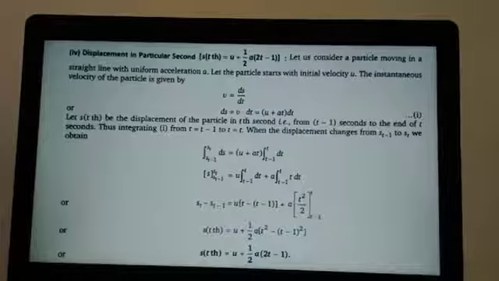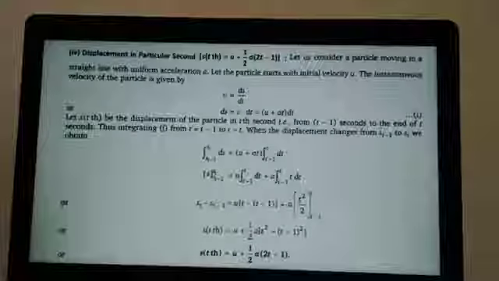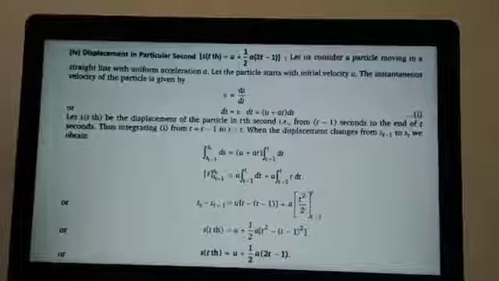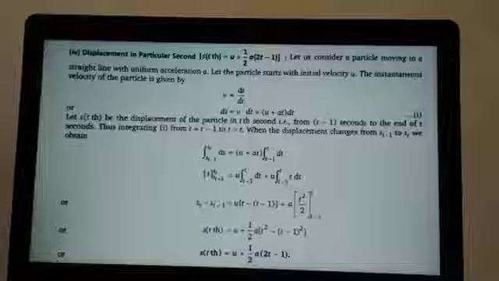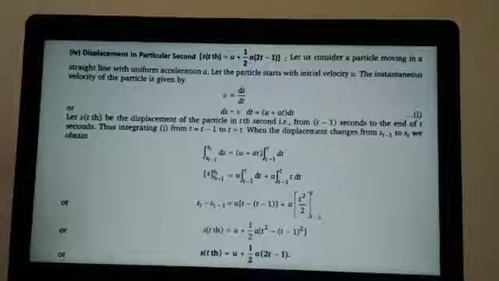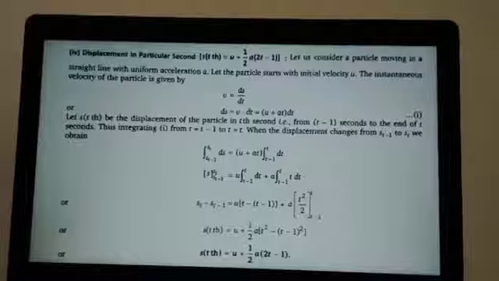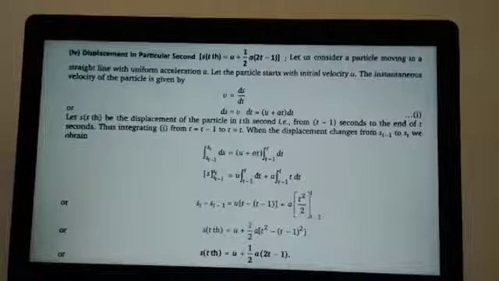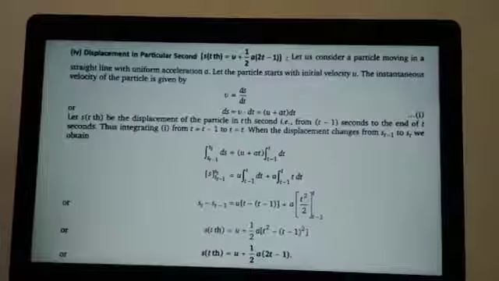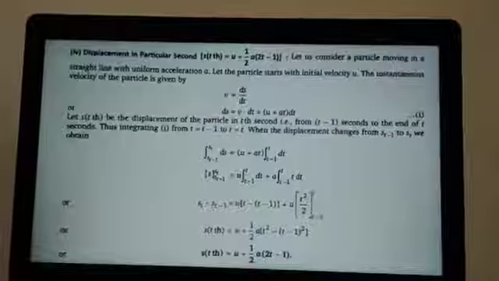So the left hand side will become s(t) minus s(t minus 1). What is that? Displacement in t seconds minus displacement in t minus 1 seconds. That is the displacement in the tth second, denoted as s(tth), which is equal to u into t minus t plus 1. When you break the bracket in the first integral on the right hand side, it will become u into t minus t plus 1. So t minus t cancels, so the remaining is 1.